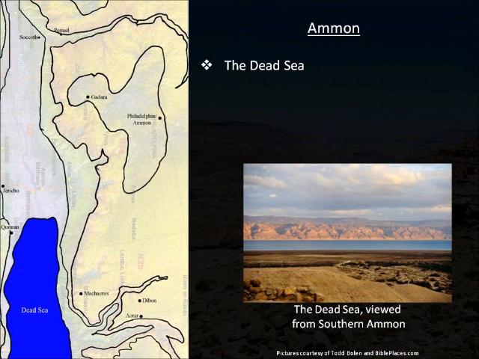Okay, well, as per protocol, next we'll go and look at the Dead Sea. Now, we've looked at the Dead Sea on a couple of other maps, but this is really going to be our first map where we're going to get a real good look at it. The Dead Sea forms the southern and western border of Ammon.